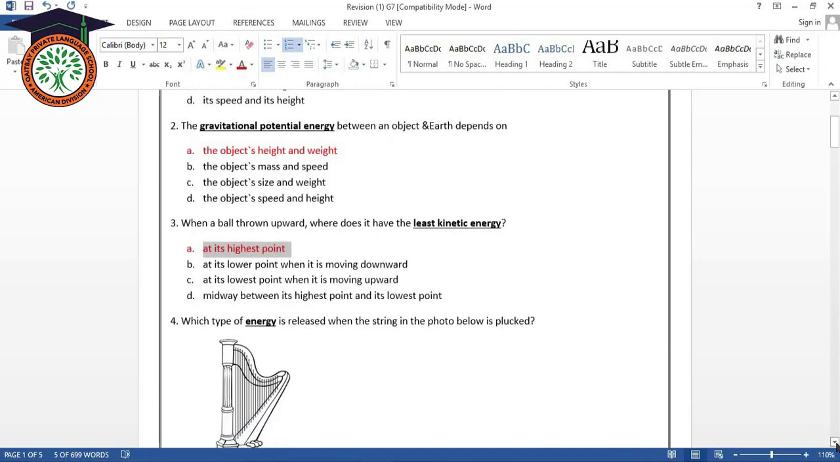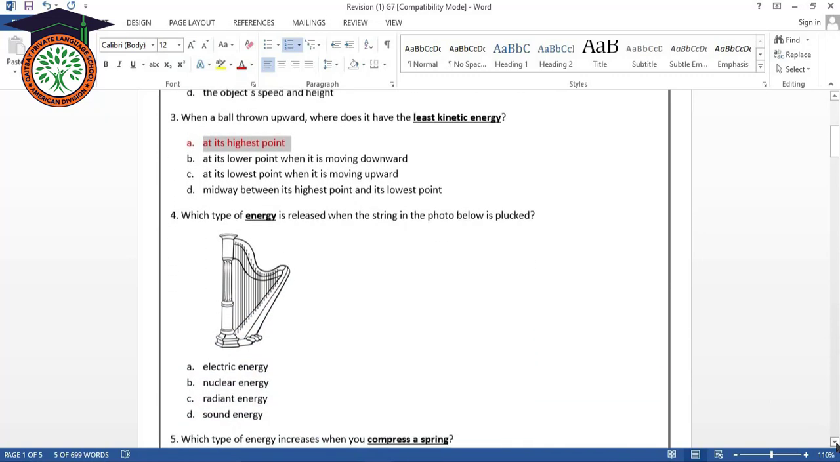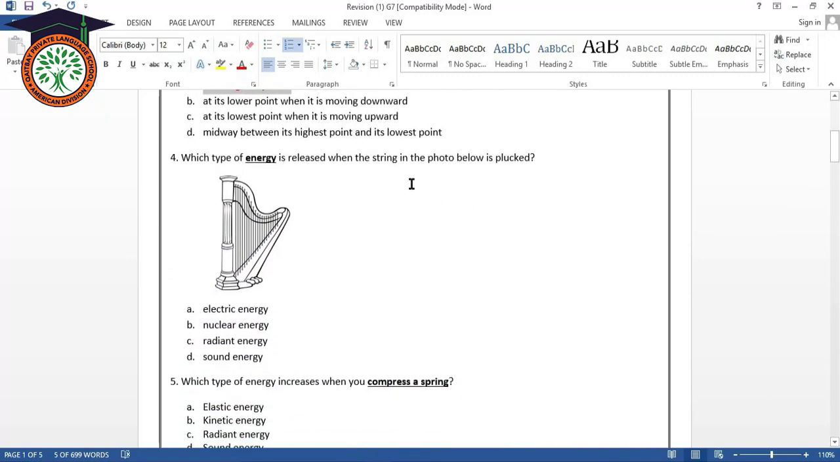Question number 4. Which type of energy is released when the string in the photo below is plucked? When I strum this, or when I shake this, or whatever I will do here, which kind of energy will come from it? It will be the sound energy.